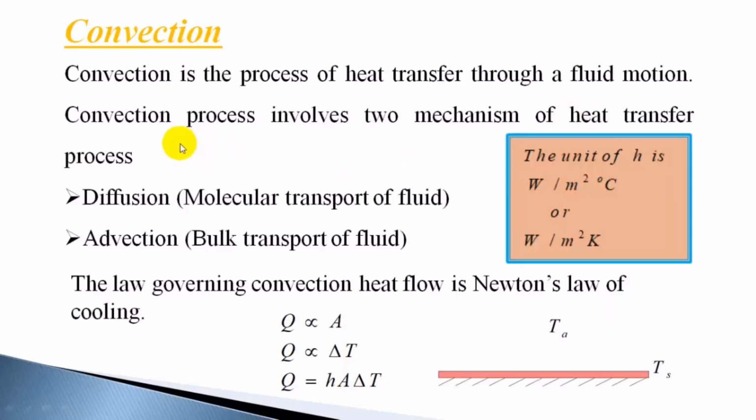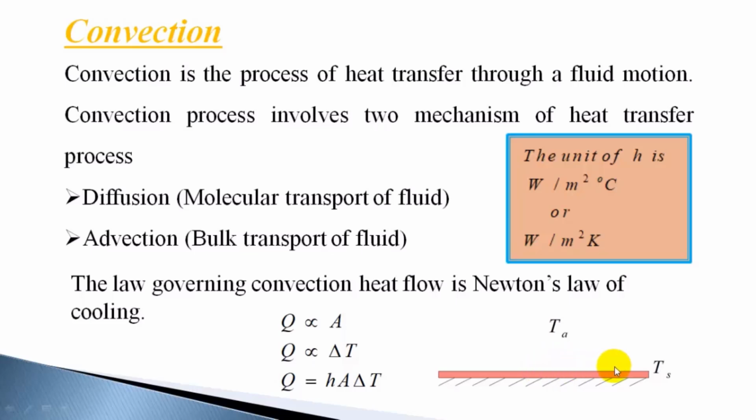Now the next mode of heat transfer we will discuss is convection heat transfer, and convection is a process of heat transfer through fluid motion. So usually fluid movement is involved in convection heat transfer, and it takes place from a surface or to a surface. Now consider a hot surface maintained at Ts and the surrounding at a temperature Ta. From the surface, the heat flows to the adjacent fluid molecules by conduction. Very close to the surface the heat transfer is by conduction.